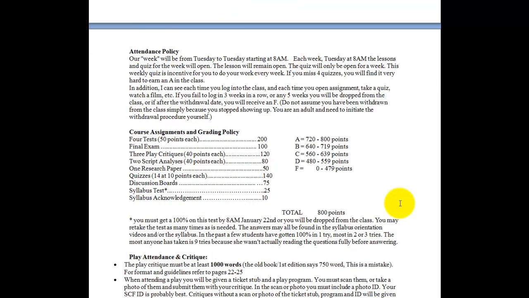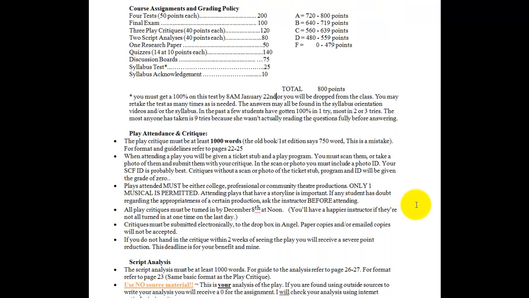Alright, on to the play attendance and critique. As I said earlier, you need to see 3 plays throughout the semester. The play critiques must be at least 1,000 words. If you have a very old book, it says 750 words. That's a mistake. 1,000 words. For format and guidelines, please refer to pages 22 through 25.